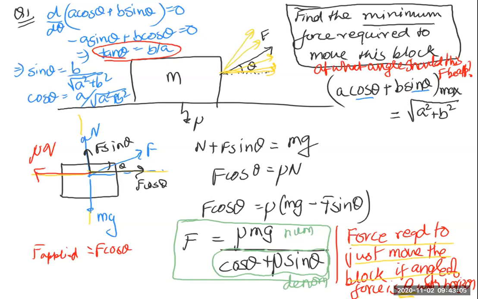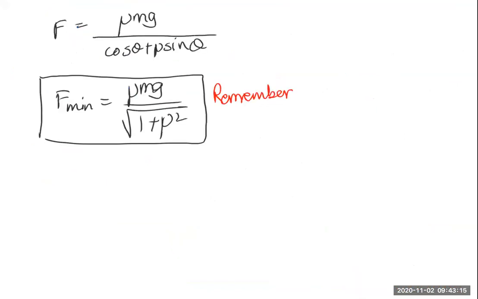नहीं, Radhika, you are missing out. I have arrived from this to this by differentiation d by d theta of f is equal to 0. And when I put d by d theta of f is equal to 0, the result that I get will be tan theta is equal to mu. Right?